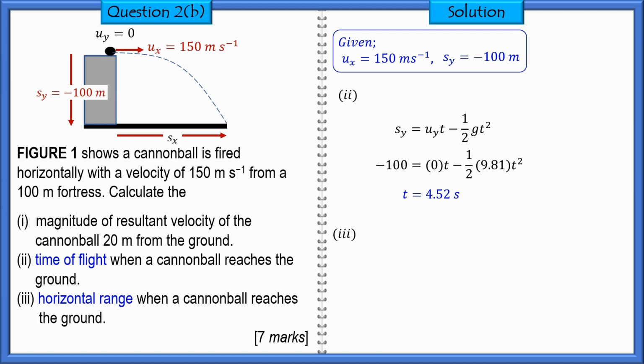And question number 3, you need to calculate the horizontal range when the cannonball reaches the ground. So the equation for the horizontal range is Sx, which represents the horizontal range, equal to Ux t. Our Ux just now is 150, and t we have calculated in question 2, which is 4.52. Because of that, you will get that the horizontal range, or Sx, is equal to 678 meters.